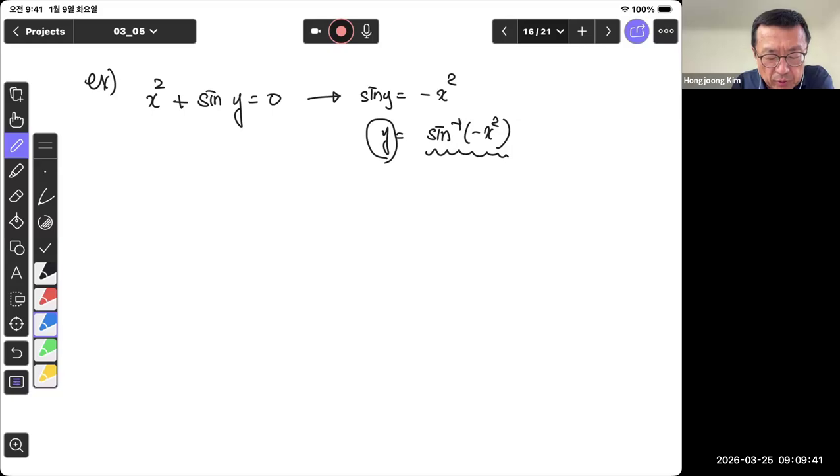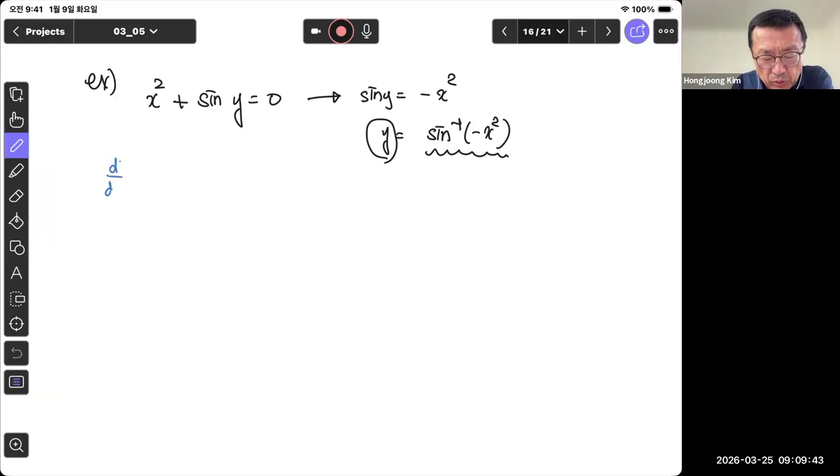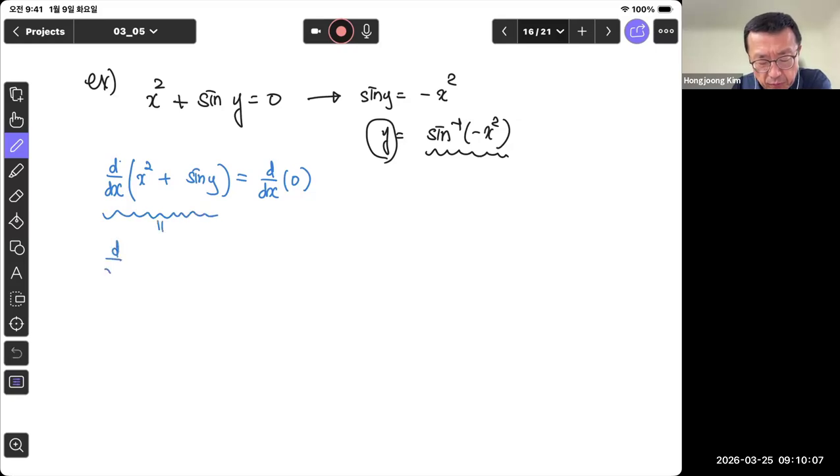So when I differentiate, we can differentiate both sides of the equation. We first differentiate the left hand side, and that must be the same as the derivative of the right hand side. The differentiation of the left hand side is the differentiation of x squared plus the differentiation of the sine function. Now, what is the derivative of x squared? We get 2x.